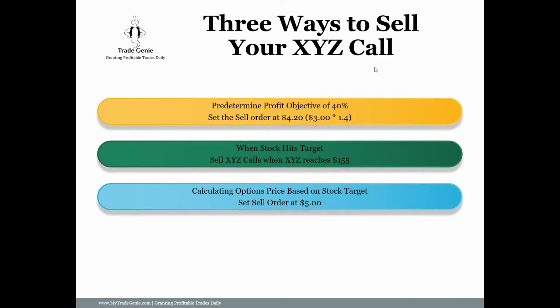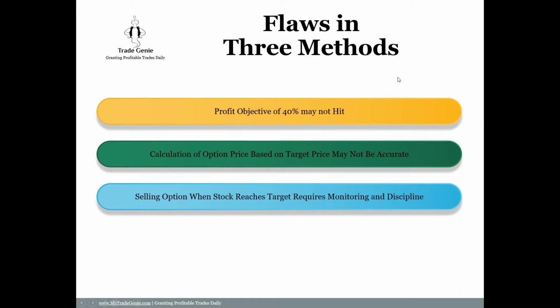And then when I moved to TradeStation, the same thing. I looked at it, and it's called activation rule. So I'll explain what it does. Okay, here are the flaws I already explained. The flaws in the previous three methods: the profit objective of 40% may not hit.